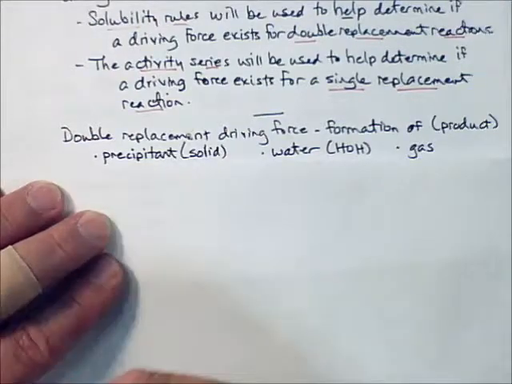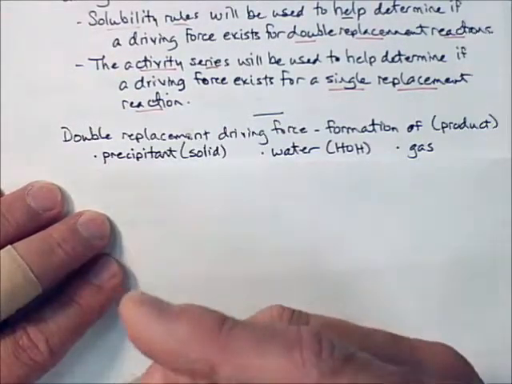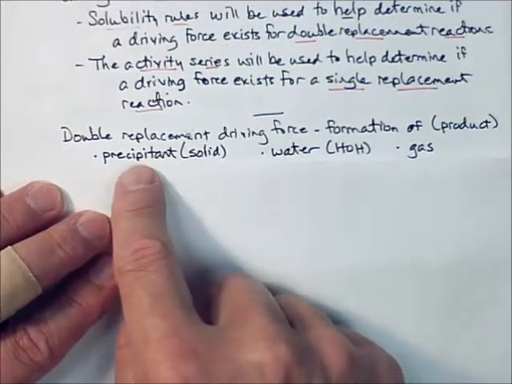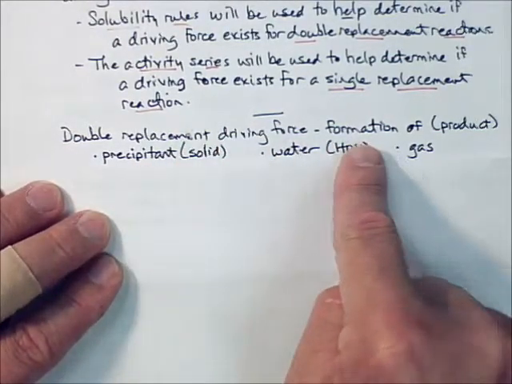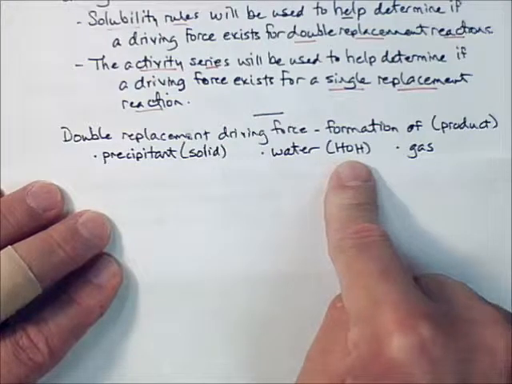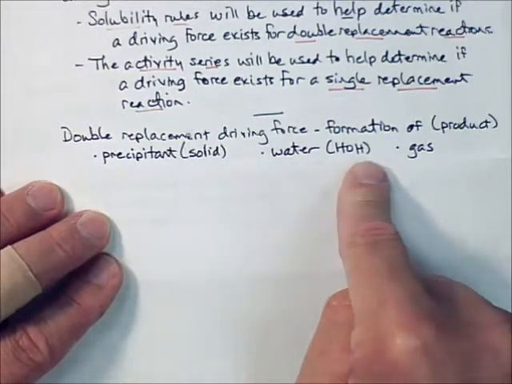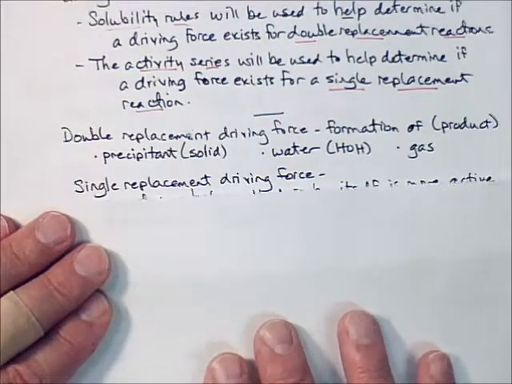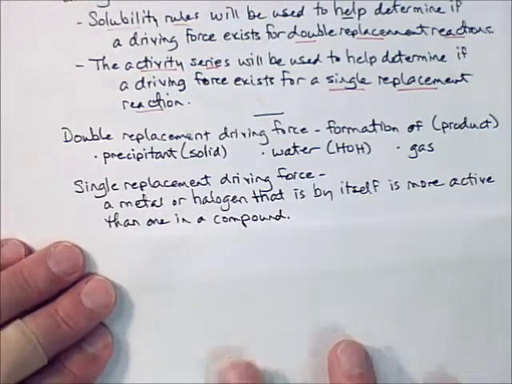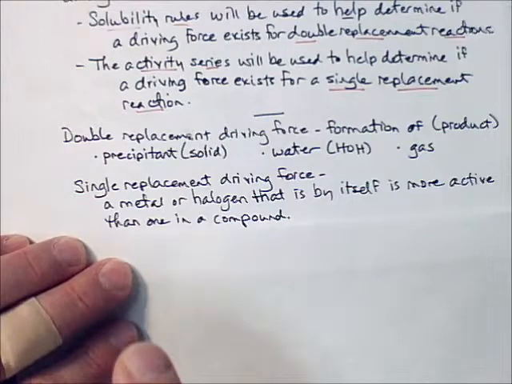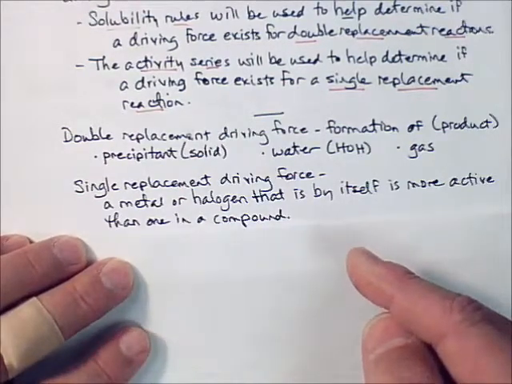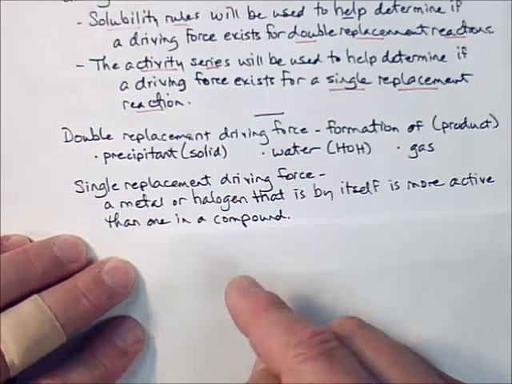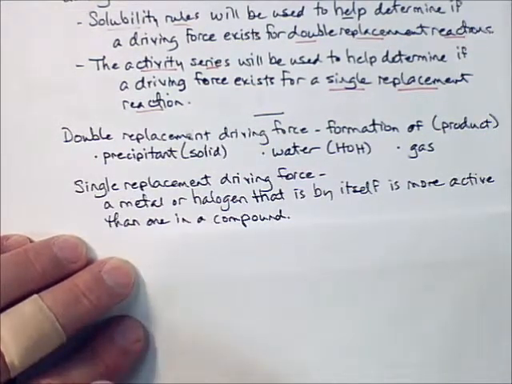You have stuff dissolved, and when you react those dissolved things together, something falls to the bottom as a solid, that's a precipitant. If you form water, HOH or H2O, that's a driving force. If you form a gas, that's a driving force. In single replacement reactions, the driving force is when a metal is more active than another metal in a compound, or a halogen that's by itself is more active than a halogen in a compound.